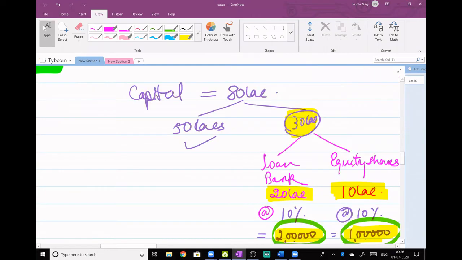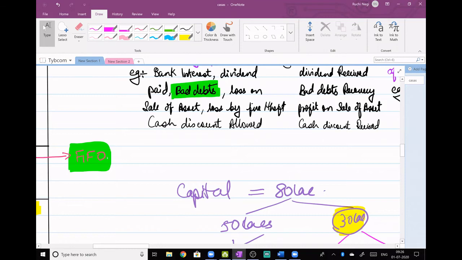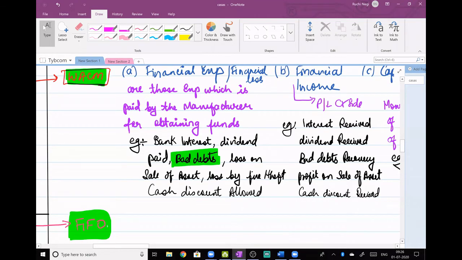Clear? This terminology is financial expense. Right? Okay. So see, expenses paid by the manufacturer for obtaining funds. Clear? For obtaining funds, the expense which I pay is financial expense. Note down the examples: bank interest, dividend paid, bad debts, loss on sale of asset, loss by fire or theft, cash discount allowed. Bank interest and dividend paid are financial expenses. The rest, bad debts, loss on sale of asset, loss by fire or theft, cash discount allowed, are financial losses.